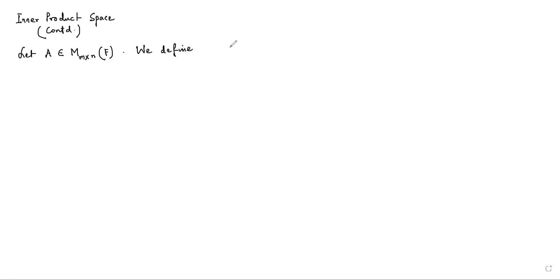So my first definition of today's class goes with, okay, our topic is inner product space. Let me write the topic name first of all: inner product space, continued from the last class. The definition is as follows. Let capital A belong to the set of all matrices of order M by N defined over some field capital F. We define the conjugate transpose, or sometimes it is also famously known as the adjoint.